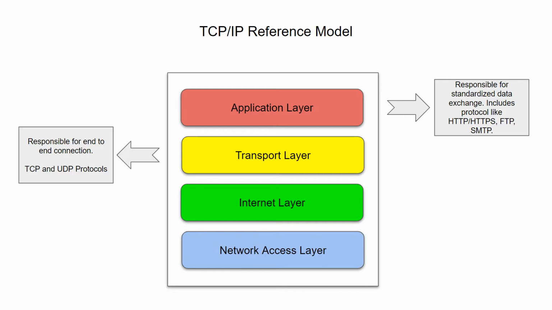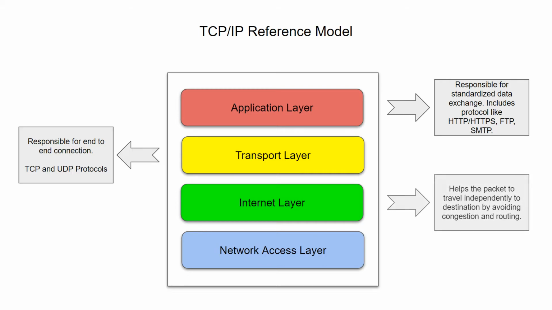The next one is the internet layer. It uses the IP protocol for delivering packets from source to destination. When a packet is sent from the source, the path to the destination is decided by this layer, avoiding congestion in the network and providing a route. It also uses the ICMP protocol, which provides information regarding network problems.